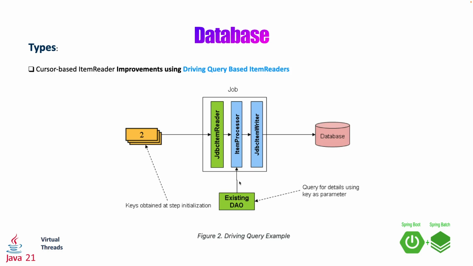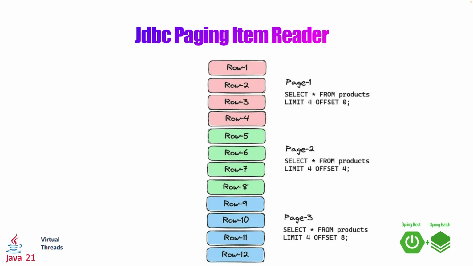And this is just an alternative, but I'm sharing the approach with you guys because sometimes you will not deal with a very large data set. So I think we are talking too much. This is something that you can do in order to improve your cursor based item reader. And yeah, now let's move further to the next topic, which is the JDBC paging item reader.